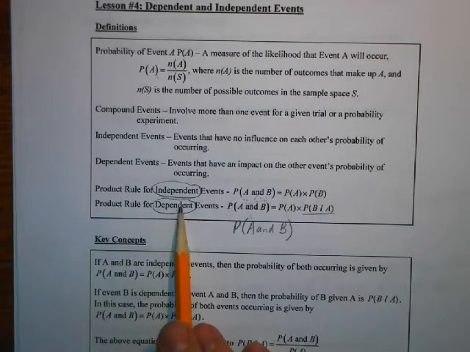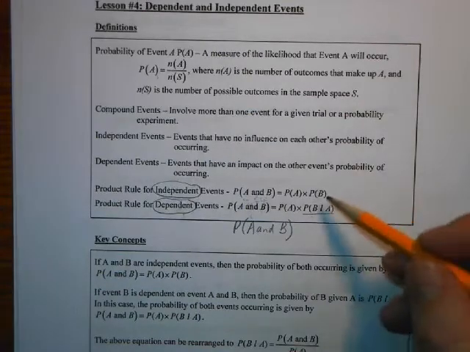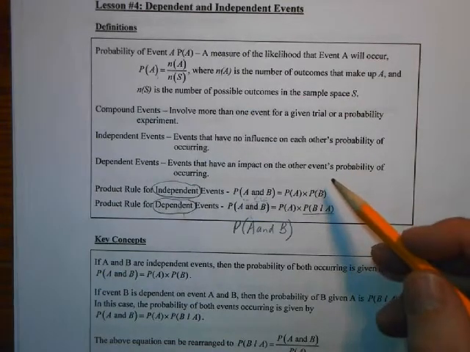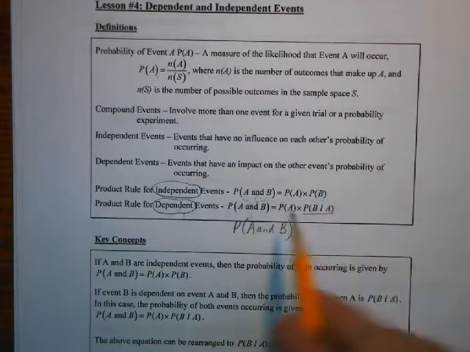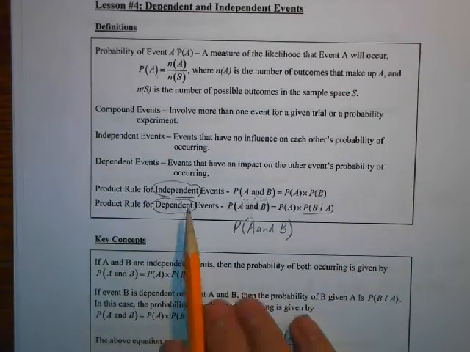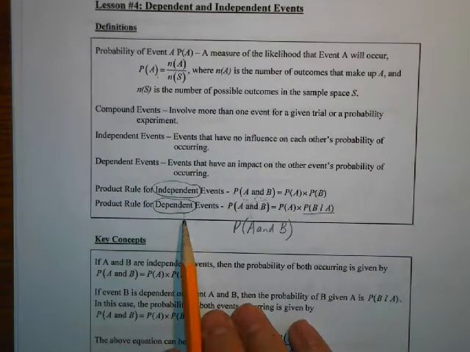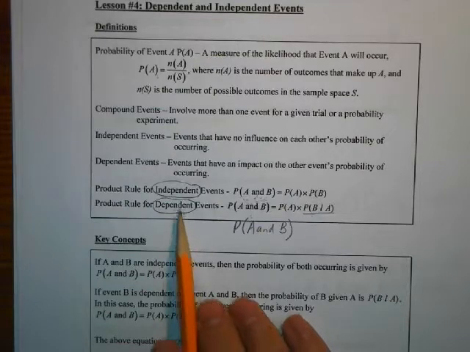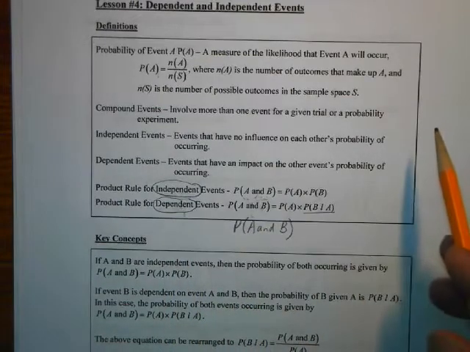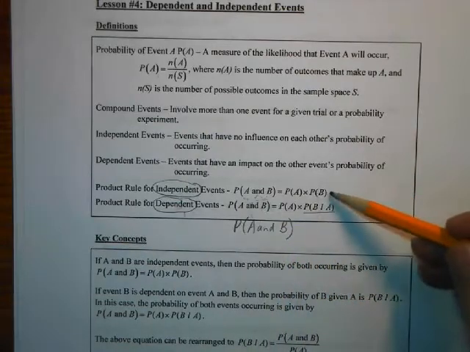So if you see, when you're looking at the probabilities, that one of them changes depending on what happened previously, then you know they're dependent. But if the two probabilities are always going to be the same, no matter what happened with the other event, then you know they're independent, and you can use the simpler version.